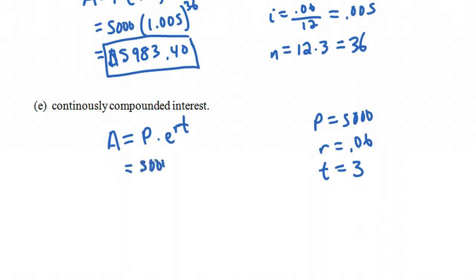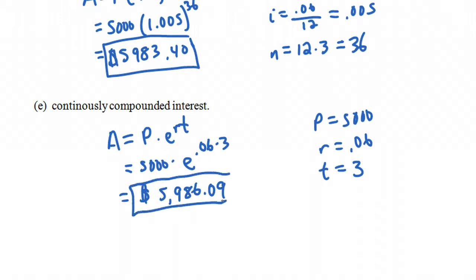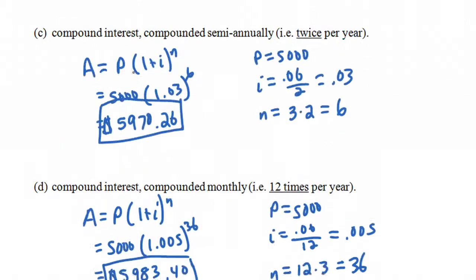So let's take our 5,000, multiply it by e to the 0.06 times 3, and I got $5,986.09, rounding to the nearest penny. So notice, with continuously compounded interest, you got even more than if you just compounded 12 times per year. If you had compounded 365 times per year, it'd be somewhere in between these two numbers, right? You're compounding more than 12 times per year, but you're not doing it continuously, so you'd have a little bit less than this.